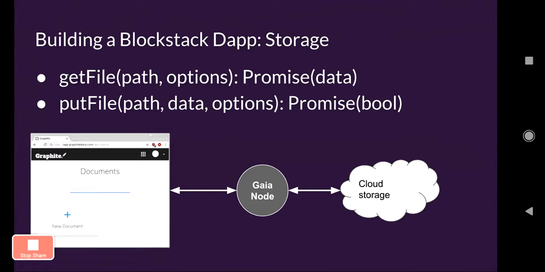What happens in the application is, upon calling put file, the application generates the ciphertext. It uses the routing information from the Blockstack node to find out where to write the data to, and then Blockstack.js behind the scenes just pushes that data to the Gaia node, which in turn pushes it to the user's preferred cloud storage. So I write to my Gaia node and you write to your Gaia node. And only a user can write to their own storage. I can't write to your storage. I can only write to my own.